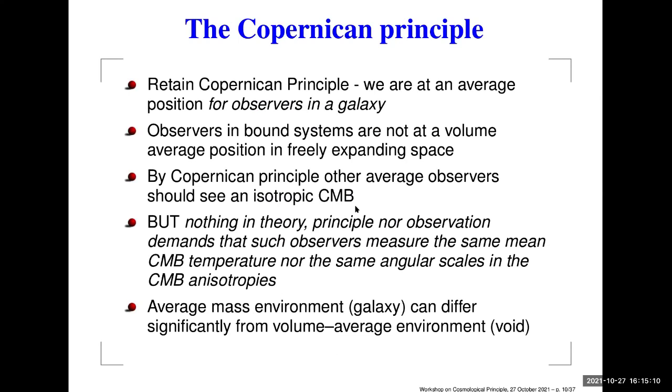So, Copernican principle. I retain a Copernican principle. We are average observers, for observers in a galaxy. And in a Copernican principle, other observers in bound systems should also see an isotropic CMB if we are typical observers, because we all see close to isotropic CMB. But there is nothing in theory, principle or observation which will demand that any other typical observer measures the same mean CMB temperature or the same angular scales. So these are questions about the calibration of local rulers in terms of the angular scale of the CMB, and the frequency of a clock in terms of the same CMB temperature.